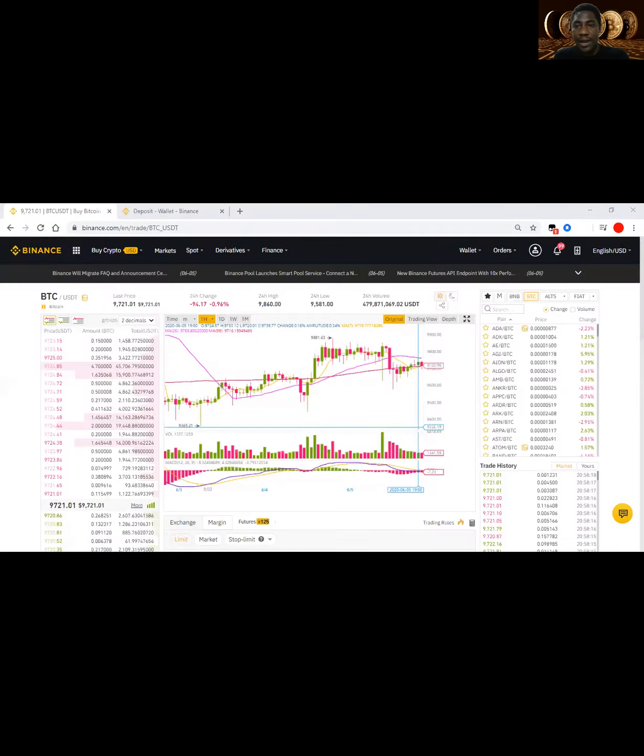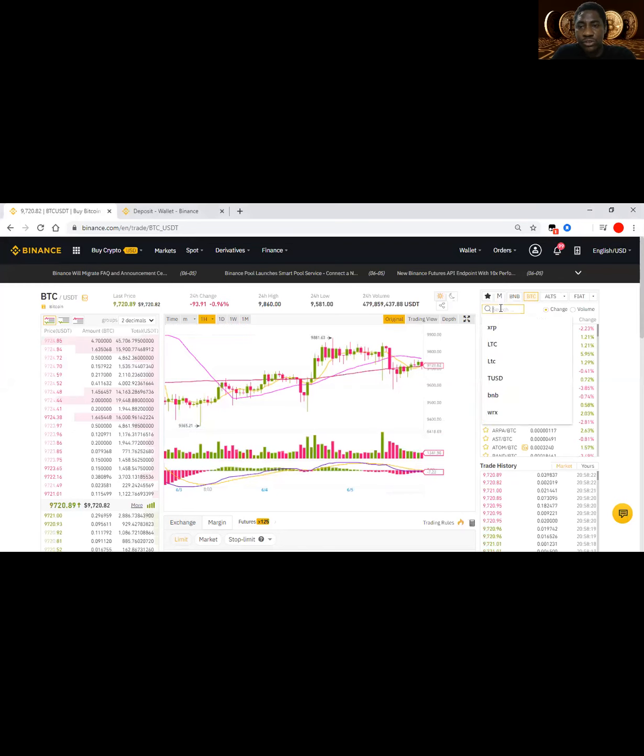So now what we'll do is very simple. We're going to move our Bitcoin now to buy Litecoin. First, the Bitcoin is highlighted. So down here, you type LTC. I have LTC ready. Now look at it. LTC/BTC. So I need to click on that.